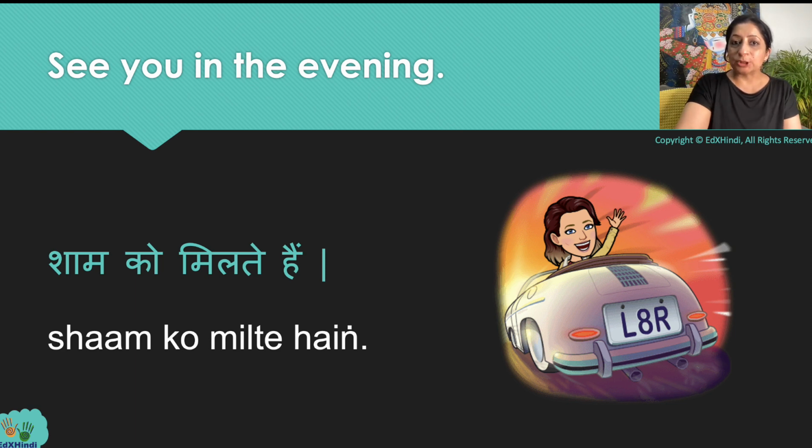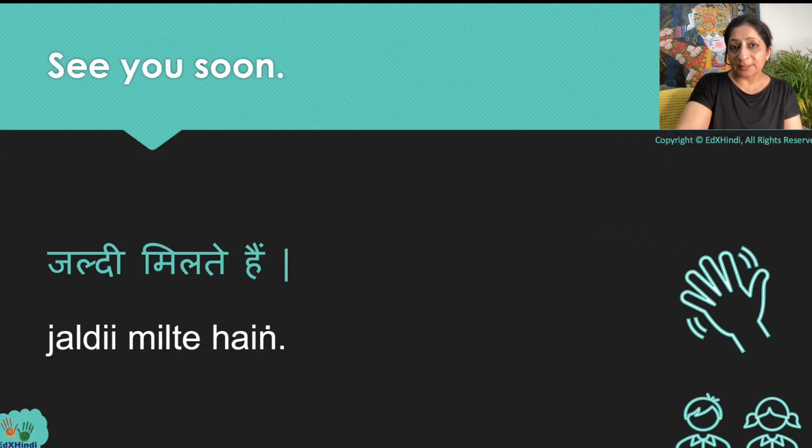Evening का मतलब होता है शाम. When in is used with the time of the day, we change in from may to ko. And see you or to meet is milna. Sham ko milte hain. It also means let's meet in the evening. Then the other person can say see you soon. In Hindi, they can say jaldi milte hain. Irrespective of the boy speaker or the girl speaker, the sentence is jaldi milte hain.